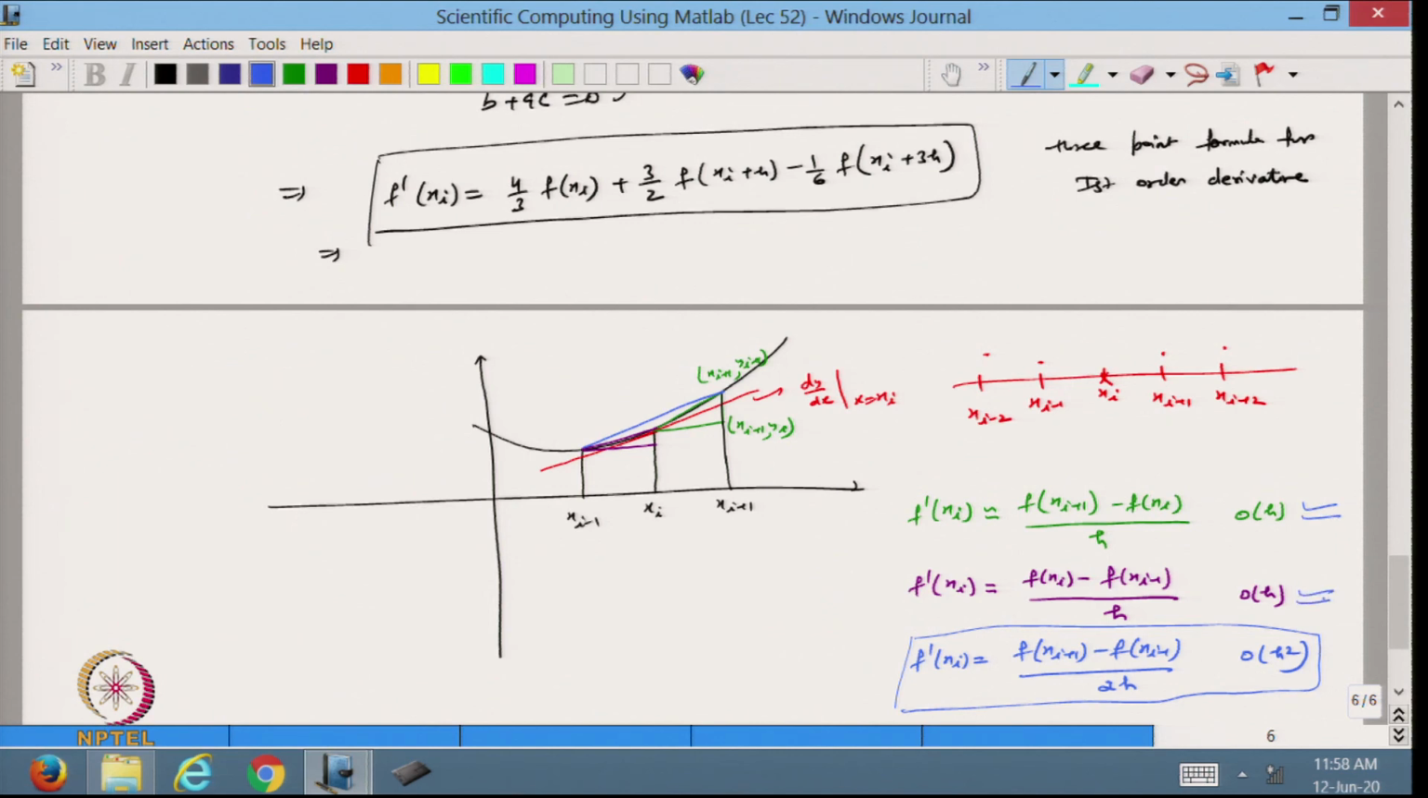That is the way we can approximate the derivative of the function at any nodal value xi with the help of forward, backward or central differences. So let me stop here today.